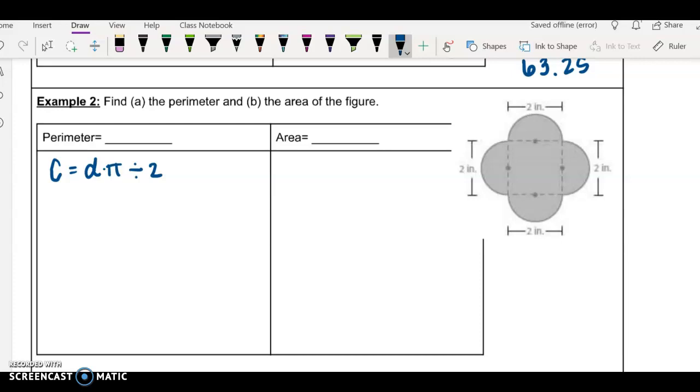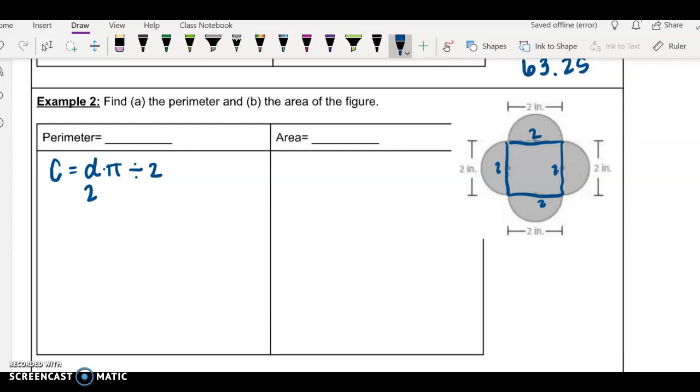So if I look at this shape right here, a little rough drawing, but I'm looking at this semicircle. I need to find the distance around that. And so what's going to happen is I'm going to plug in my diameter, and it's a little hard to tell because it says 2 inches off to the side, but that's saying that each of these side lengths are 2. So each side is 2. So I'm just going to redraw it so it's a little bit easier for me to see the diameter.